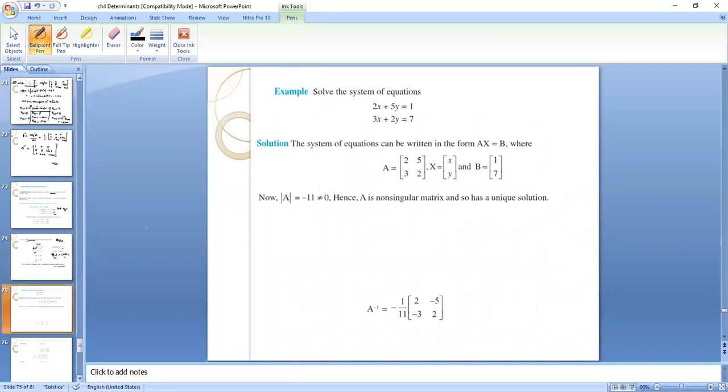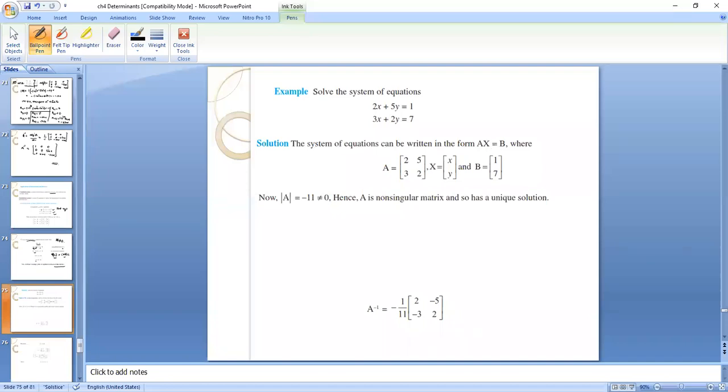Now we will be taking different examples. Solve the system of equations: 2x plus 5y is equal to 1, 3x plus 2y is equal to 7. First, we have taken a 2 by 2 matrix. The system of equations can be written in the form AX is equal to B.